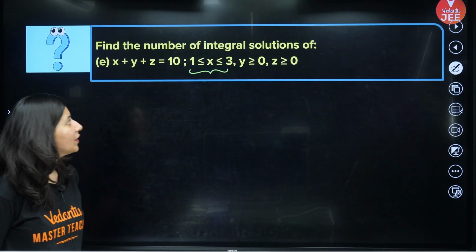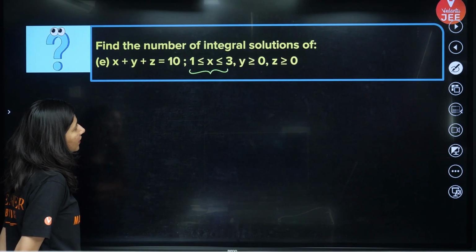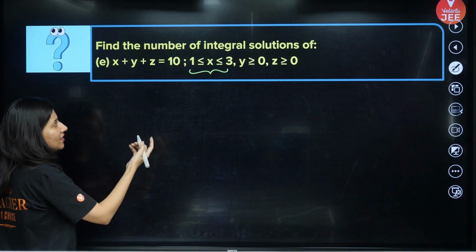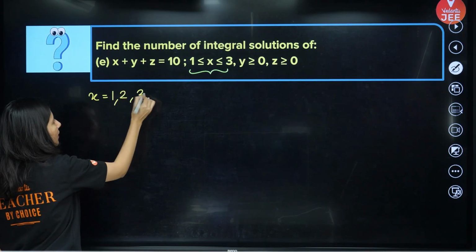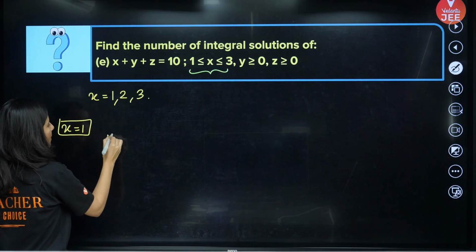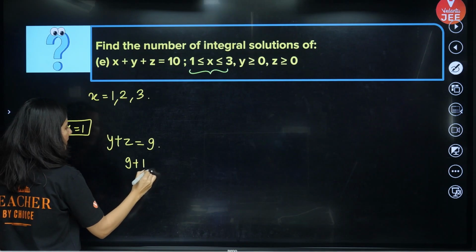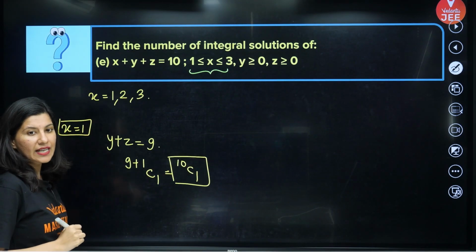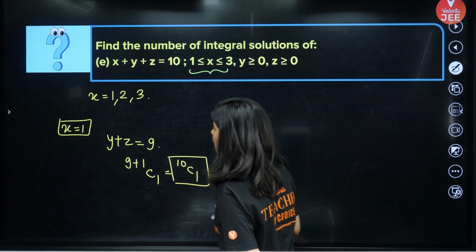So here the condition is on x. So what we can do is x is greater than or equal to 1 and x is less than or equal to 3. There are only 3 values possible for x: 1, 2 and 3. So we can take 3 cases. When x is 1, y plus z becomes what? 9. So it is going to be 9 plus 1 C1, so 10C1. Alright. Okay, so 10 for x equals to 1.